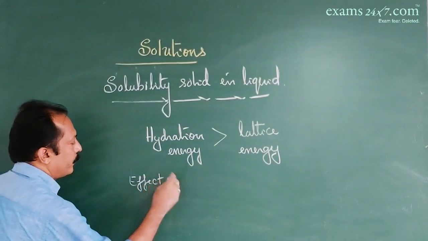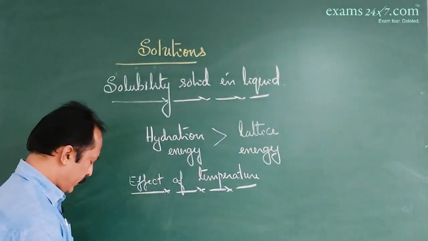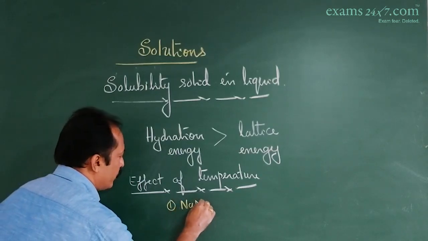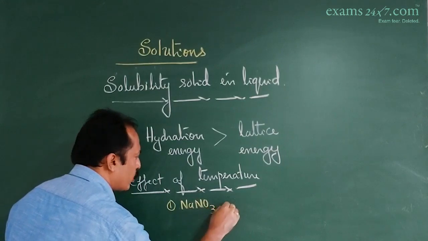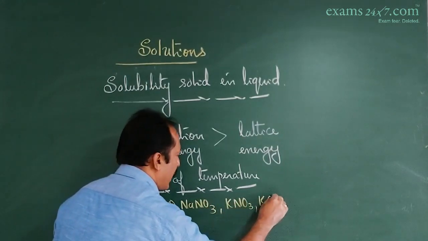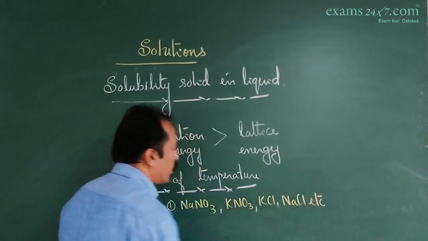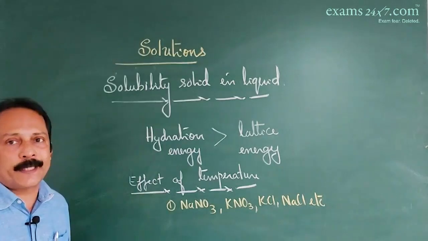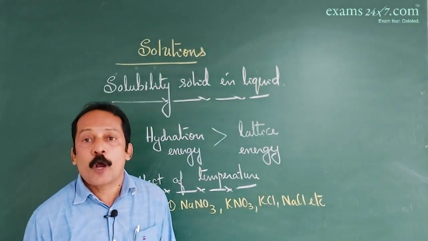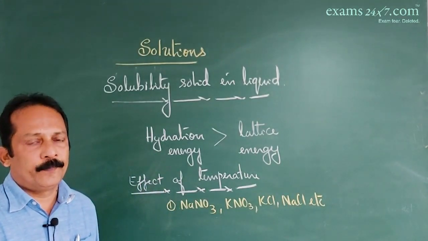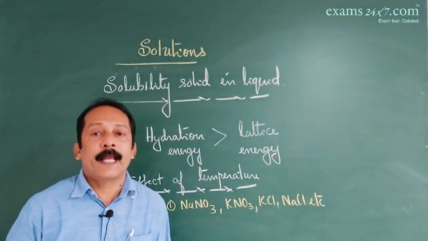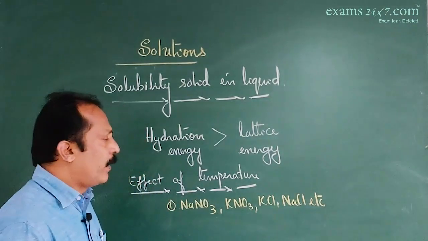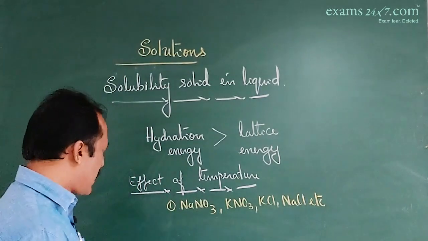Now, in this case, consider solids like NaNO3, sodium nitrate, potassium nitrate, potassium chloride, sodium chloride, etc. When these solutes dissolve in water, they dissociate. In order to undergo dissociation, they absorb heat. Absorption of heat means that reaction is an endothermic reaction. Since this is endothermic, when it is dissolved in water, heat is absorbed.